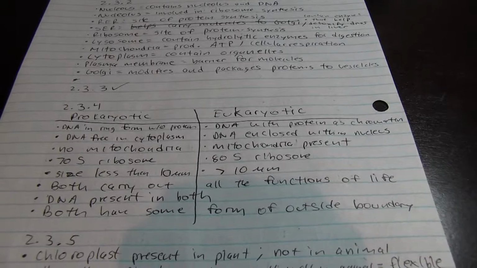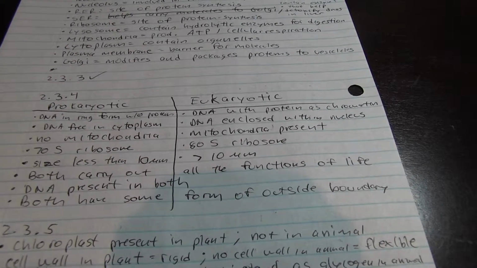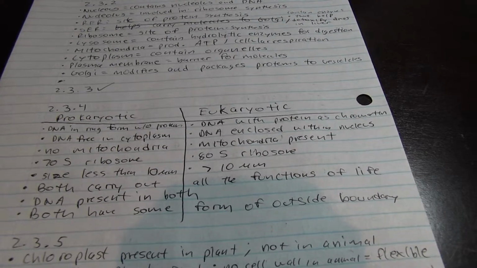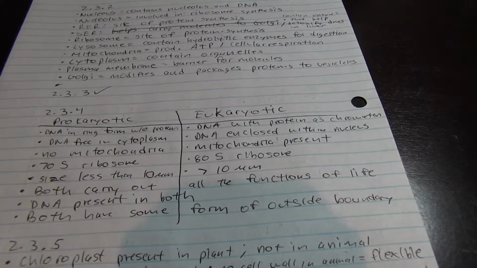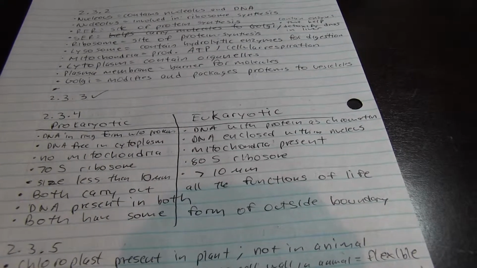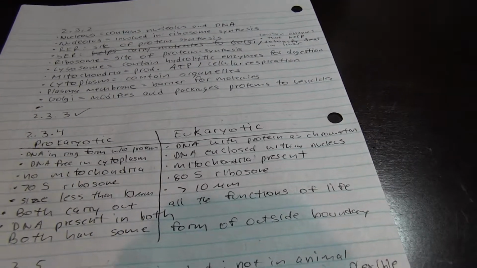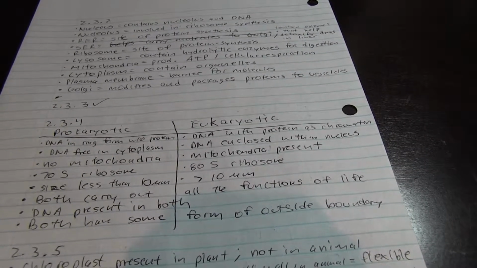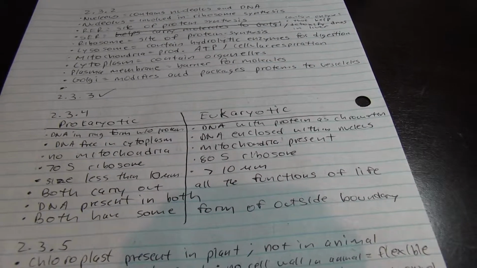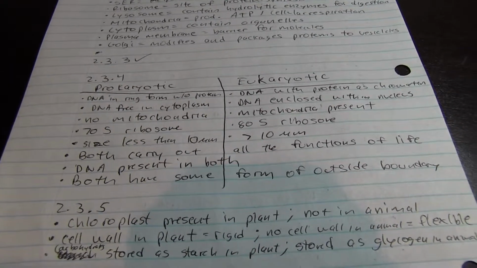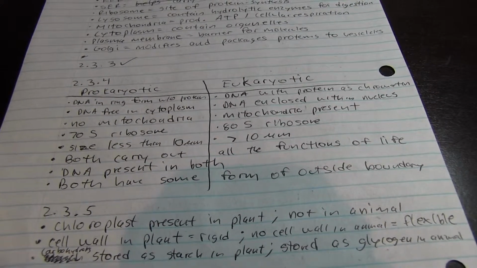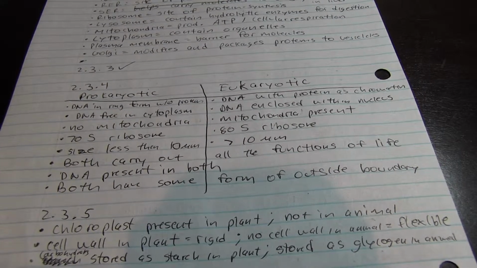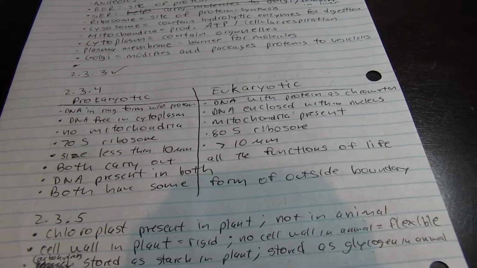When we're comparing, we always want to have similarities and we always want to have differences. So I started off with the differences. In a prokaryotic cell, you have DNA in ring form without protein, and in a eukaryotic cell, DNA is with protein as chromatin. Now to be honest, I have no idea what it's saying, I just wrote it down. That probably wouldn't be my first choice, but there are some really easy differences. One is that DNA is free in the cytoplasm, in the nucleoid, in a prokaryotic cell, whereas in a eukaryotic cell, the DNA is enclosed within a nucleus.